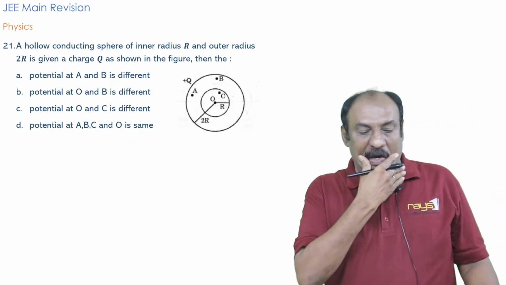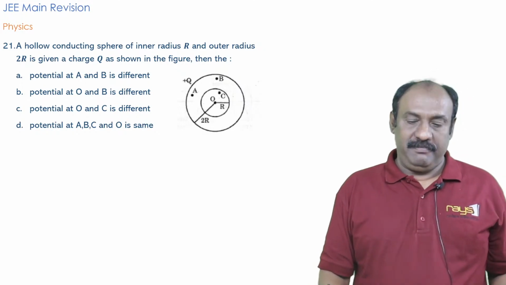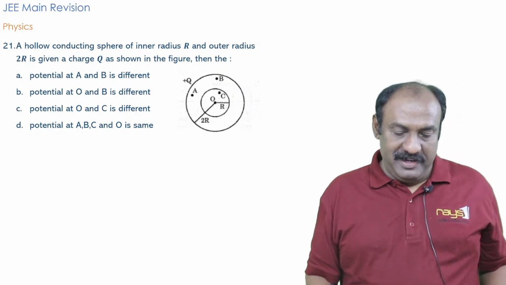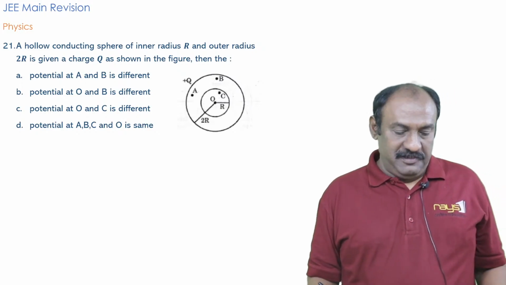Question number 21. A hollow conducting sphere of inner radius R and outer radius 2R is given a charge Q as shown in the figure. Then potential at different points.